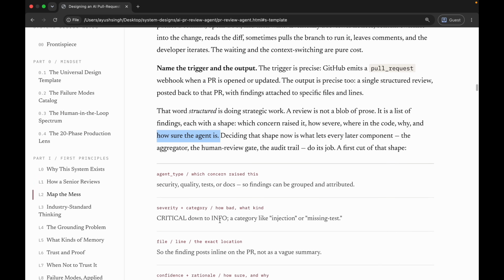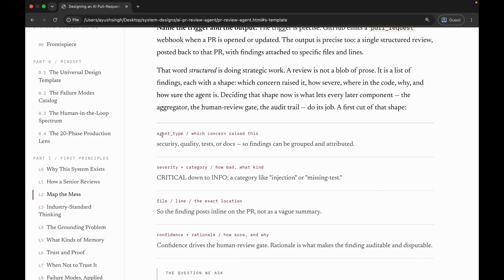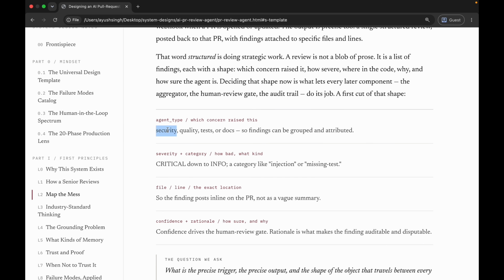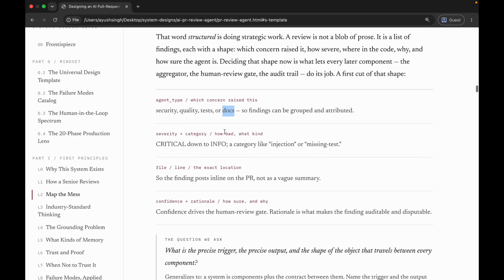So the first thing is the agent type, which means the output will contain the agent type. It can be security, quality, testing, which means which concern raised it. Was it a security concern? Was it a quality concern? Was it a docs concern? Then severity plus category. What is critical? If you have seen the demo, it's critical or informational. For example, if it is a security issue, then it's critical. If it's just a normal docs issue, then it's informational. Critical might be missing a very important edge case. So we're looking at the severity.